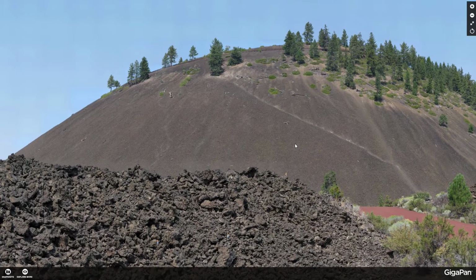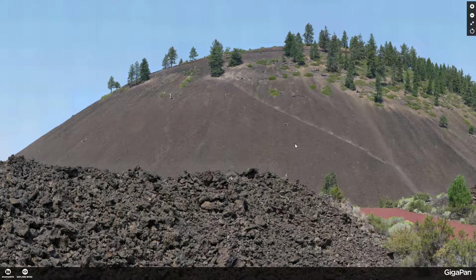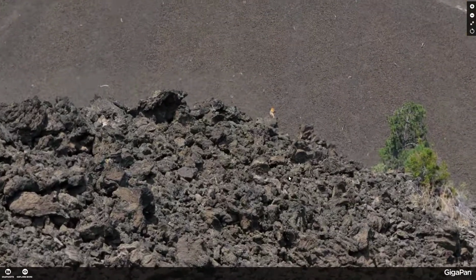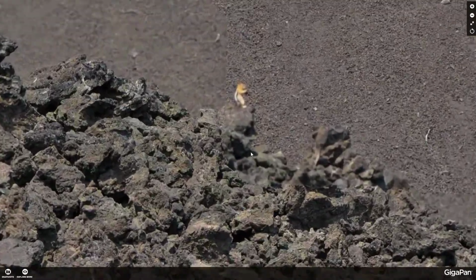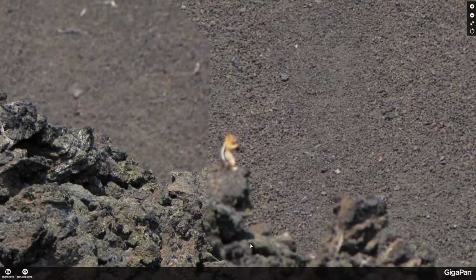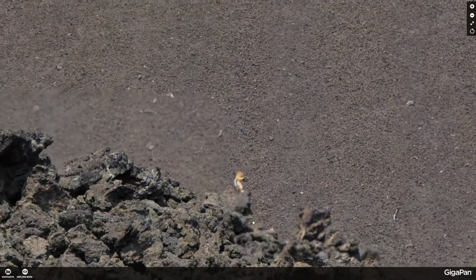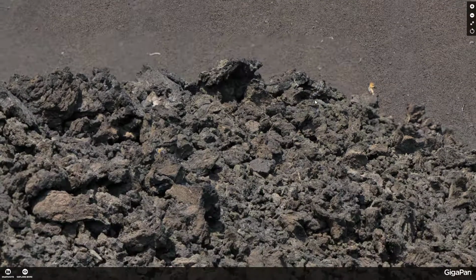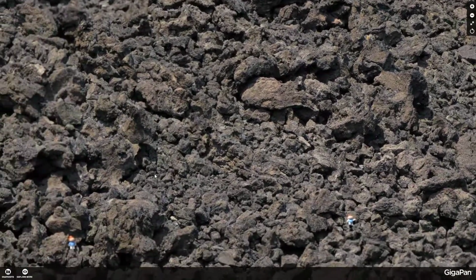This gigapan was created by the late great Ron Schott, who was a geologist who saw the value in this technology. He got money from the National Science Foundation to basically drive around America and gigapan the heck out of it. And he is responsible for, oh, is that a chipmunk? I've never noticed that before. Look. So Ron got paid to gigapan lots of really cool geology. I had that opportunity to meet him a few years ago.